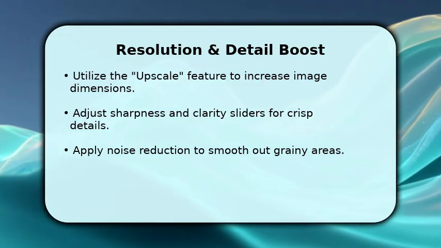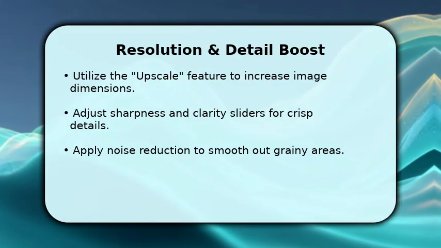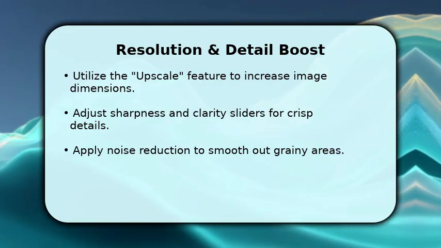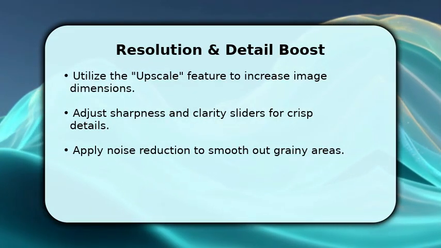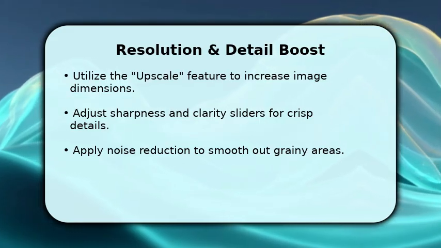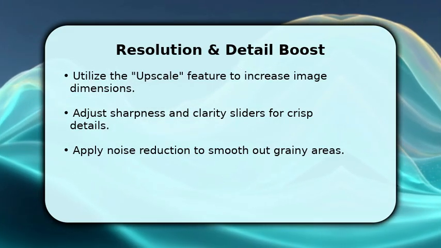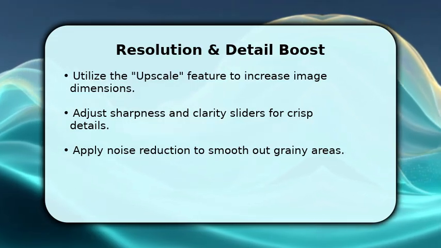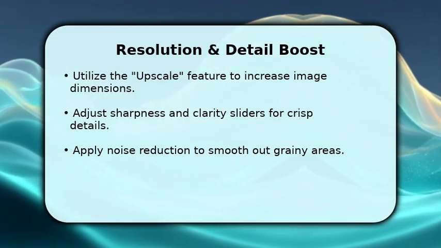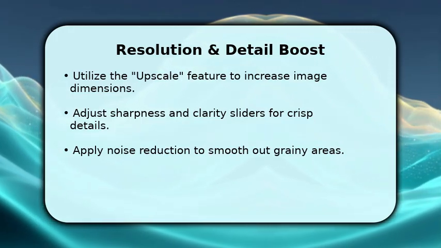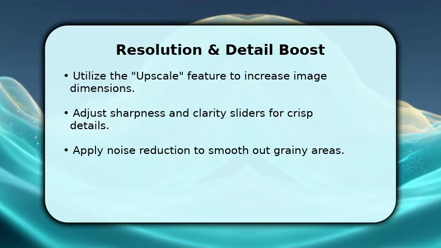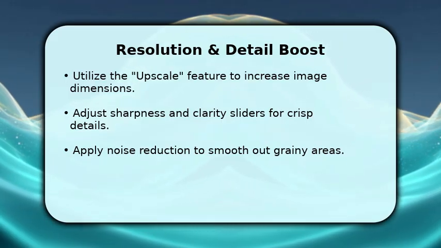Next, let's dive into resolution and detail. Find the upscale option, which intelligently increases your photo's pixel count without losing quality. Then, carefully adjust the sharpness and clarity sliders. A small increase can make a big difference, but avoid over-sharpening. Finally, use the noise reduction tool to eliminate any unwanted grain, especially in low-light photos, ensuring a clean, high-definition look.